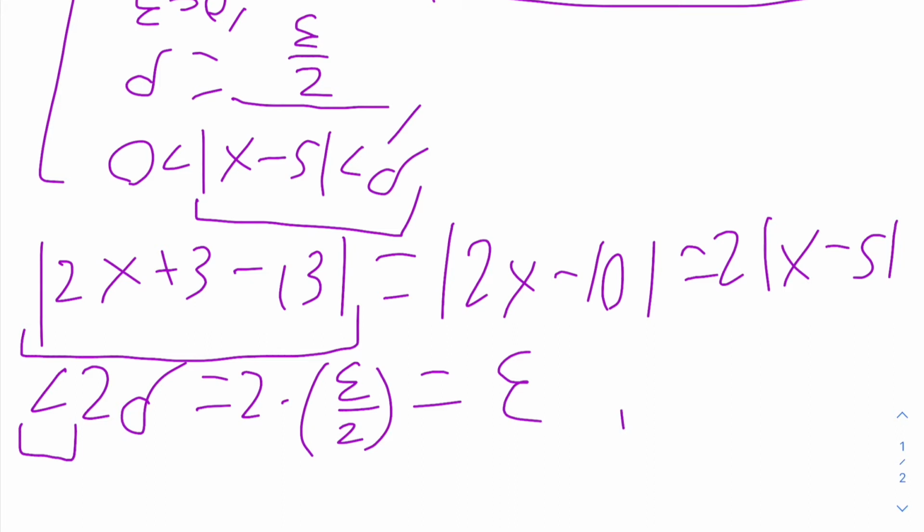So here we go. The proof is done, and we showed that using our assumptions, we got that the absolute value of 2x plus 3 minus 13 is less than epsilon. And this proves that the limit is indeed 13. So now we can do another example. So let me do another trivial example.